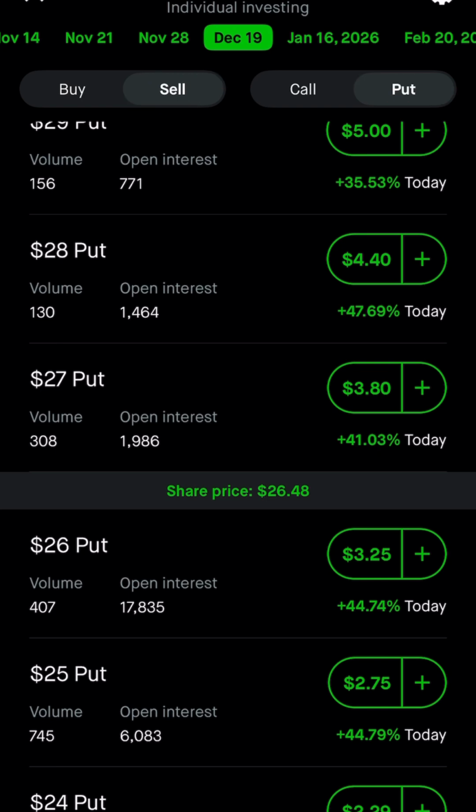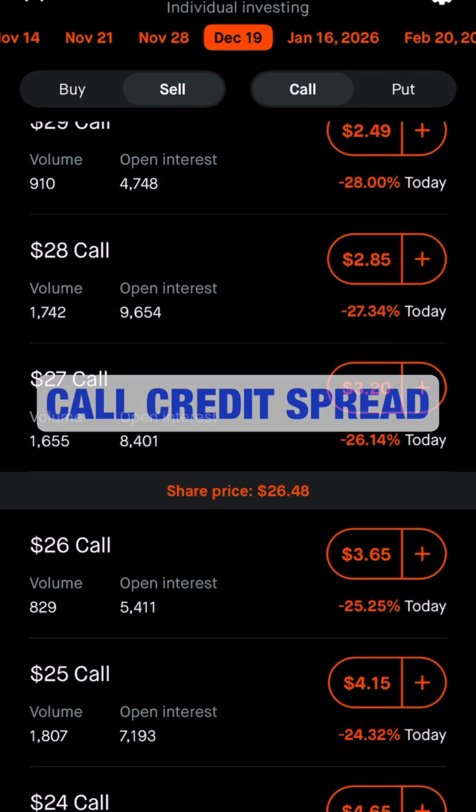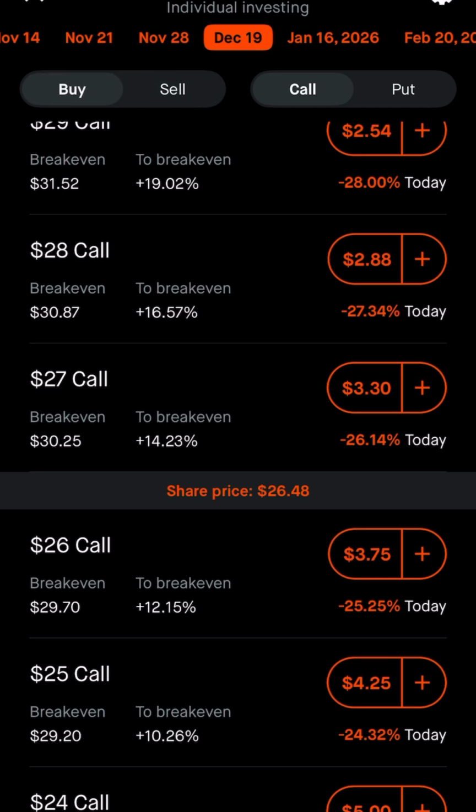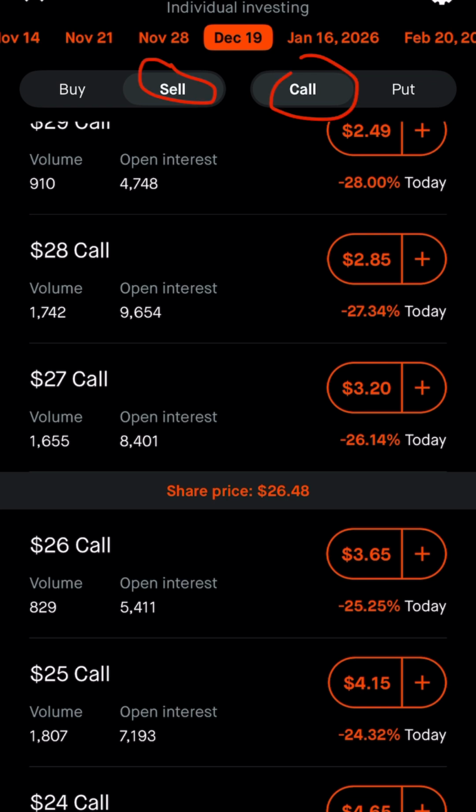Next, let's get into a call credit spread versus a call debit spread. A call credit spread simply means that you're going to sell a call and you're going to get paid money, and then you're going to turn around and buy a call and you're going to pay money for that call. But the money you received from selling the call is going to give you more money. That's why it's called a call credit spread. Now, a call debit spread simply means that you're going to buy a call, but you're going to spend more money buying the call than the money you'll receive from selling the call. That's why it's called a call debit spread.